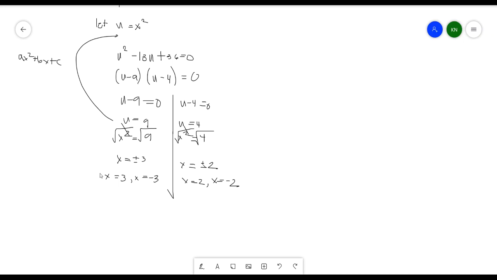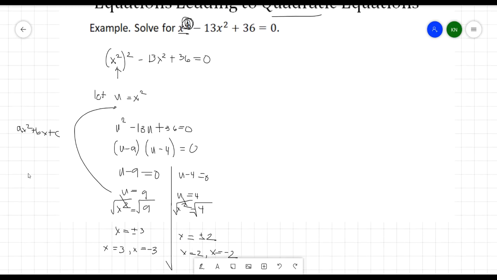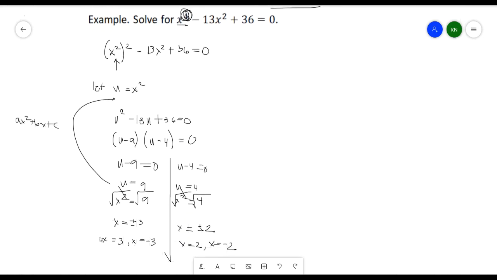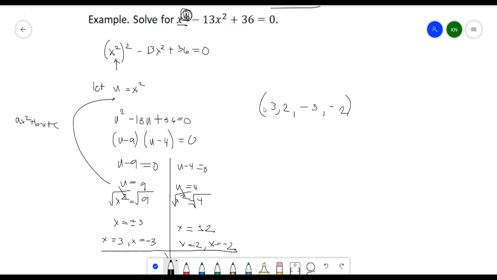Again, you can try to substitute each of these roots into our equation. If you get the value of 0 in every substitution, meaning those are the solution set of our equation. In this case, the solution set of our equation is positive 3, positive 2, negative 3, and negative 2. These are all the solution set of our equation.